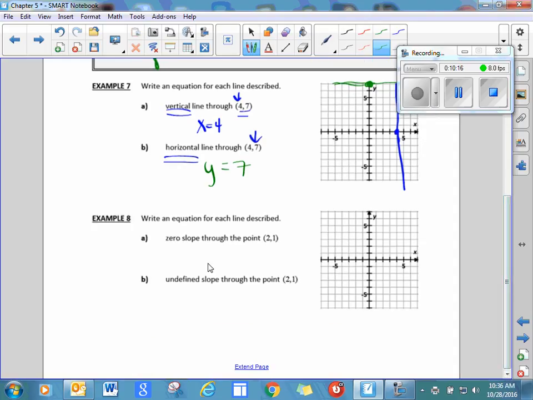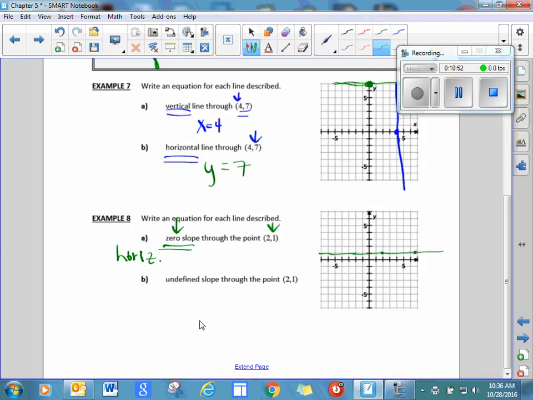All right, last example on this page, write an equation for each line described. Zero slope, so we know we're looking at what kind of line? A horizontal line. It's a perfectly horizontal line through the point 2, 1. Well, let's go over 2, up 1, and the only perfectly horizontal line we can draw looks like this. So once again, it cuts through the y-axis at 1, and it has a slope of 0.